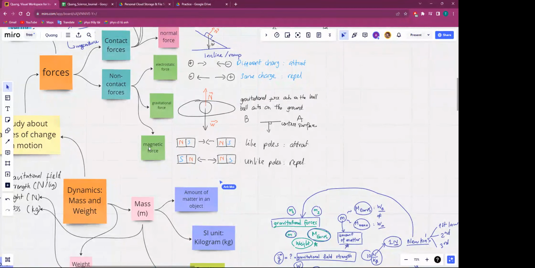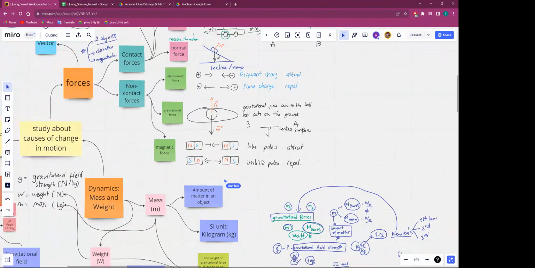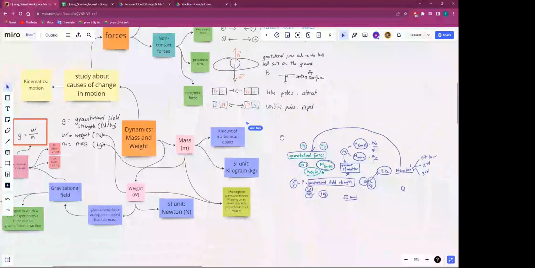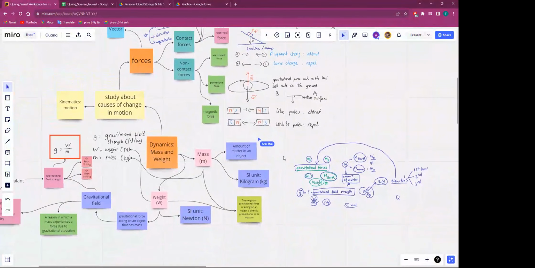Last, we have magnetic force. It's kind of the same as electrostatic force, because like poles, I mean unlike poles, sorry, I got it mixed up. Unlike poles, like south and north here, will attract each other, and like poles, like north and north, will repel each other. Okay, so remember to change it because it's important. Yeah.